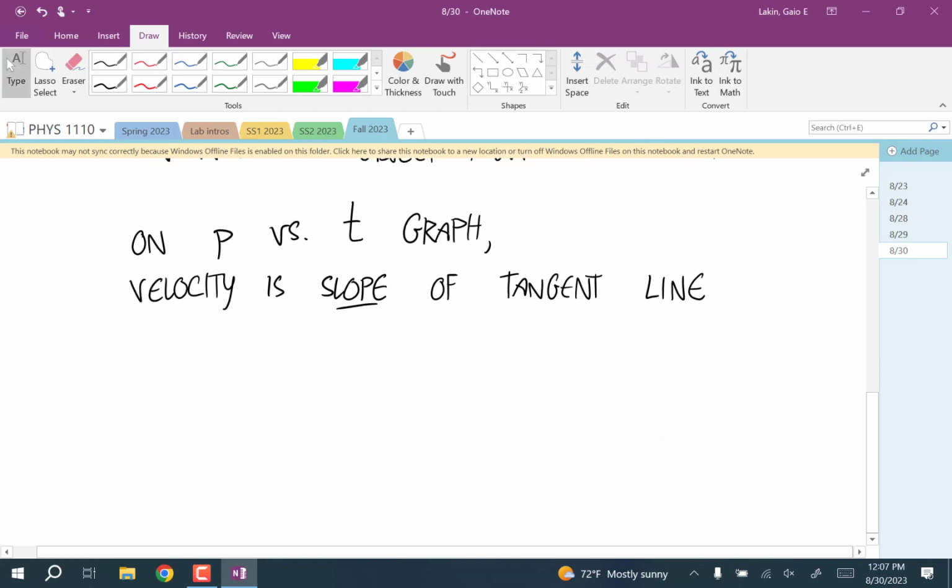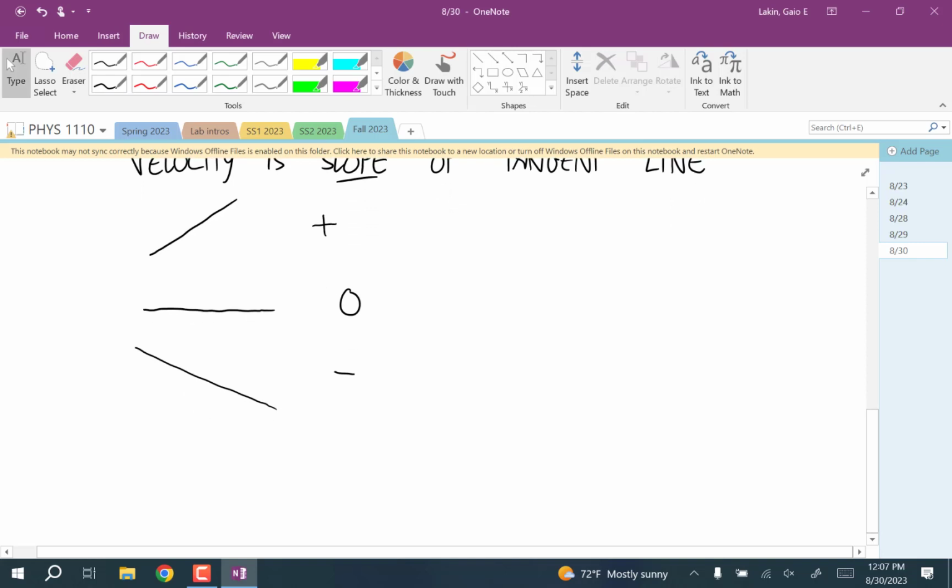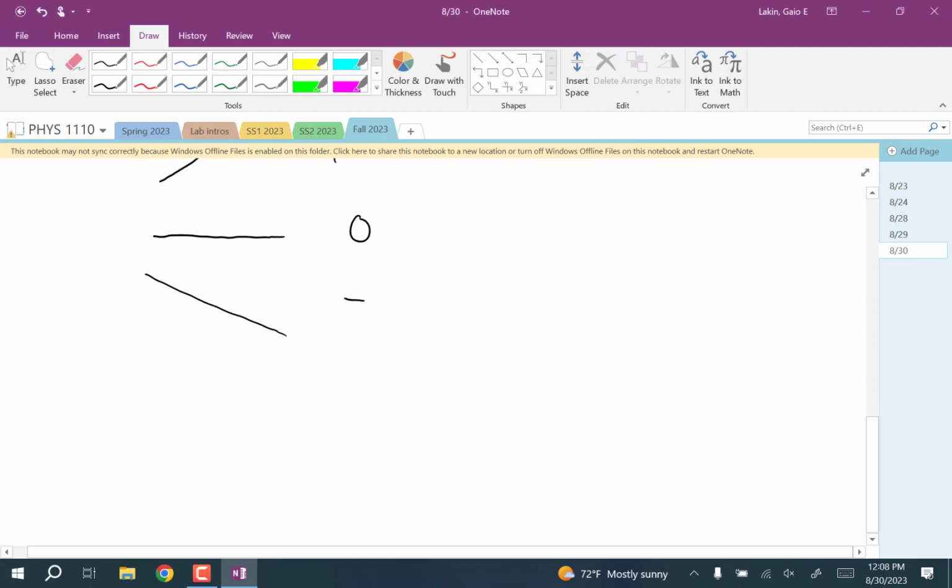Okay, so just a reminder about the signs of slopes. This line has a positive slope. This line has 0 slope. And this line has a negative slope. Okay, so let's think of just sort of a made up position versus time graph and think about what we can tell about the motion from it.